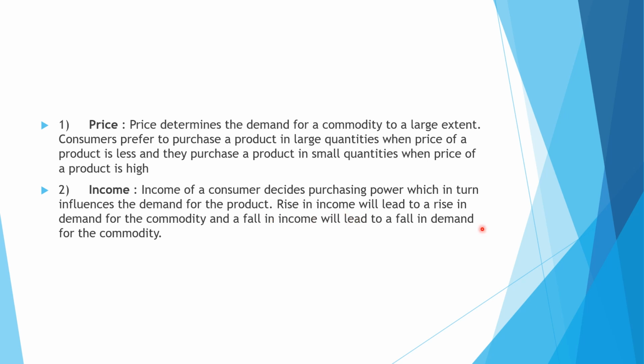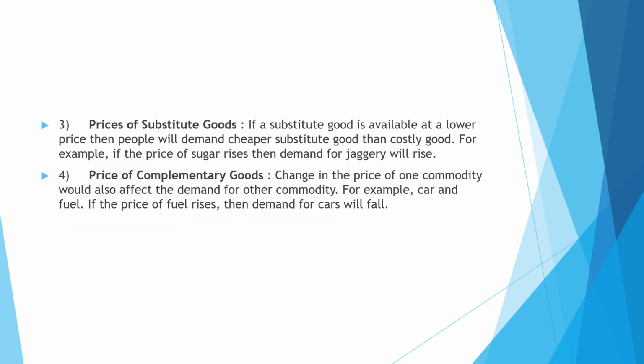Rise in income will lead to rise in demand for the commodity, and fall in income, if my income has been deducted or there is no rise in my income, then I will not demand that commodity which I am not able to afford, or I don't have that much money to buy that product. So one is the price and the second is my income.